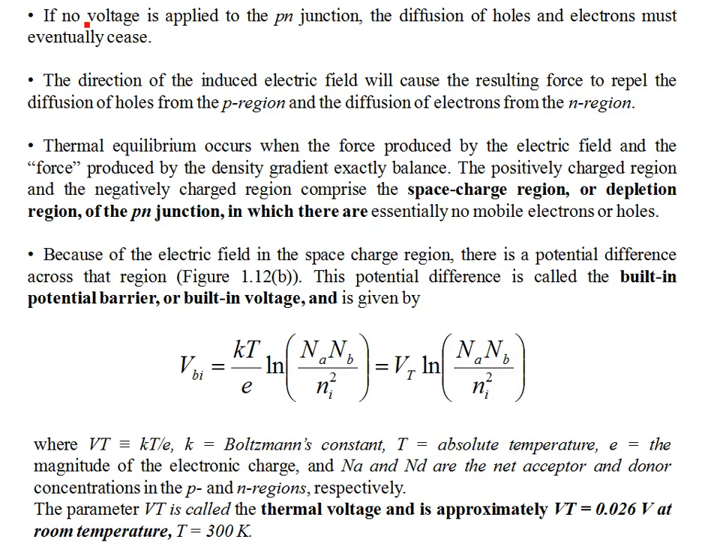Okay. Now, if no voltage is applied to the P-N junction, the diffusion of holes and electrons must eventually cease. Well, that has to be the case. It cannot go on forever. The direction of the induced electric field will cause the resulting force to repel the diffusion of holes from the P region and the diffusion of electrons from the N region.